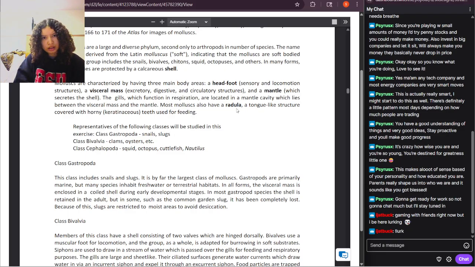Okay. Head, foot equals sensory and locomotive structures. Mantle is the shell. Well, it secretes the shell. Fragile as the tongue. Visceral mass is excretory and digestive.